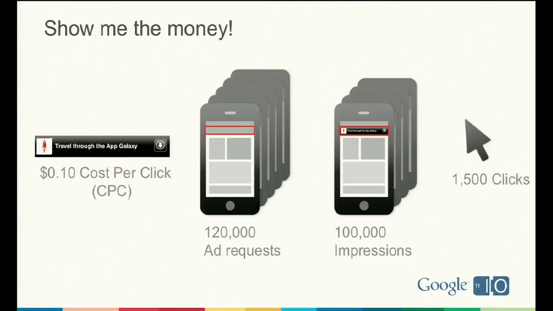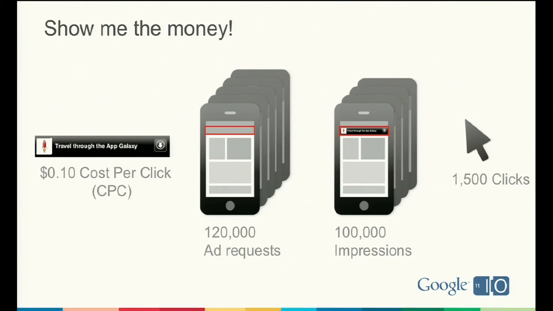So let's talk a little bit more about the terms behind advertising. These are some basic concepts on advertising. If you're familiar with these, don't worry, this will go by pretty quickly. The first term that we're going to talk about is cost per click, or CPC. This is how much money you get paid when a user clicks on an ad.